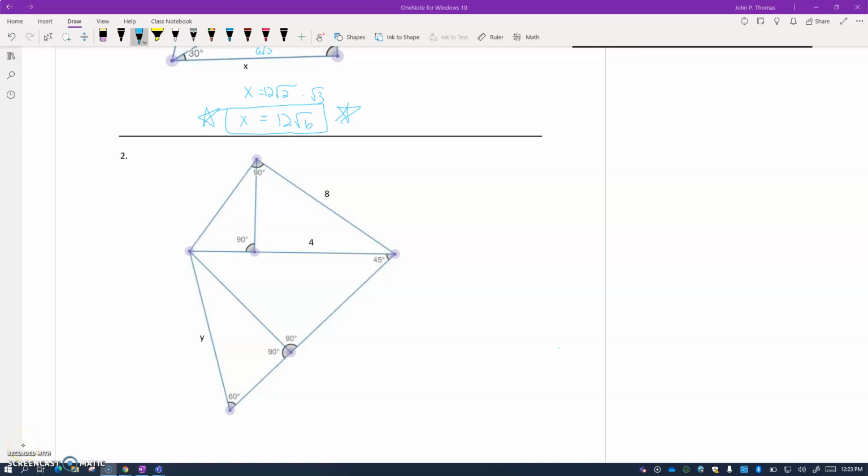Okay, so we're going to take a look at this second one, and I'm going to show you the easiest route through this one. There are a lot of options, so the easiest route is on the top of this. I have an altitude to the hypotenuse. So I have a rule, all right?